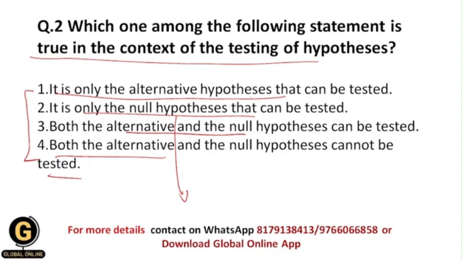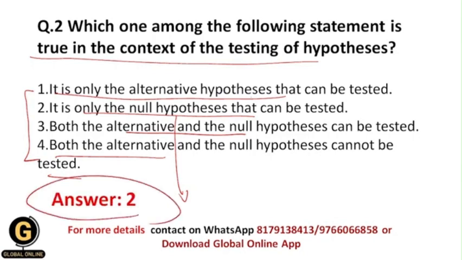And whenever we get the results and we should accept the null hypothesis, in that situation we accept it. And whenever we reject the null hypothesis, then in that situation we automatically accept the alternative hypothesis, okay? And that's why your correct answer should be 2, that is, it is only the null hypothesis that can be tested, okay?